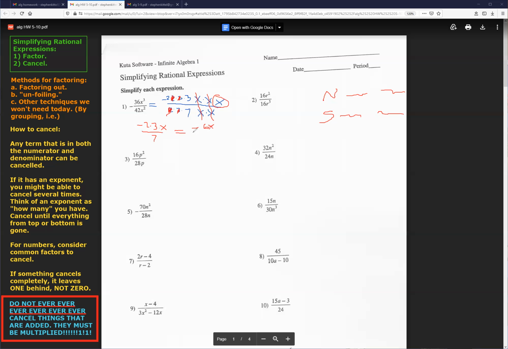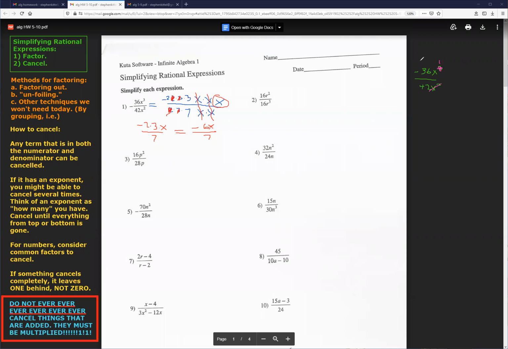Now, going through all those steps is extreme overkill. I do not recommend that you write out all of this, but I want you to see what is actually happening. So how would I have actually done that? I would have looked at negative 36x cubed over 42x squared, and I would have said, oh, well, I can cancel two x's top and bottom. So let me cancel this with two of those, leaving x to the first behind.